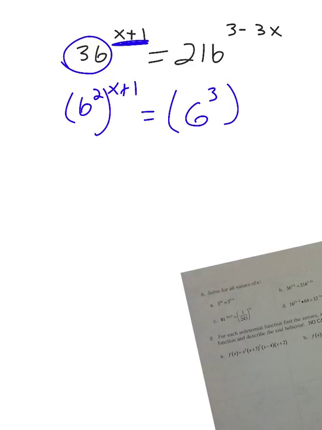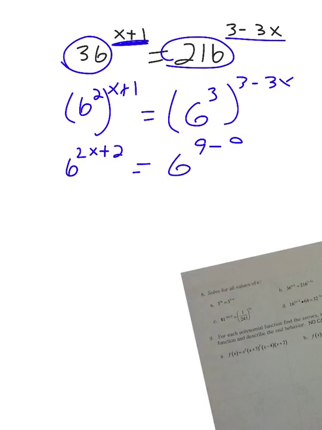All right, so 8b is 36 raised to the x plus 1 power equals 216 raised to the 3 minus 3x. So you want to get the same base. Another way to write 36 would be 6 squared. 216 is 6 to the 3rd. Power to a power, you multiply the powers. So it's 6 to the 2x plus 2 equals 6 to the 9 minus 9x.